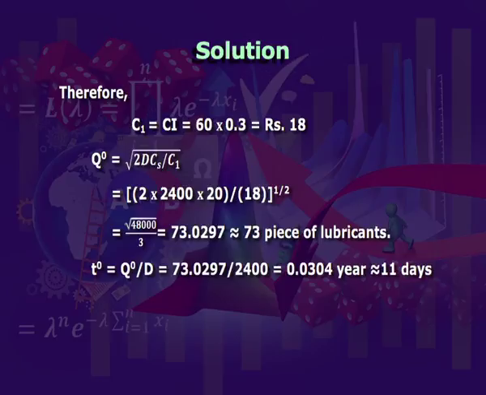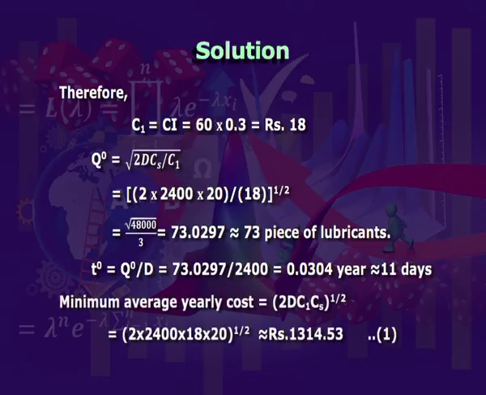T0 equal to Q0 divided by D. Substituting the value of Q0 and D, we get the answer 73.0297 divided by 2400, which is equal to 0.0304 year, that means approximately equal to 11 days.